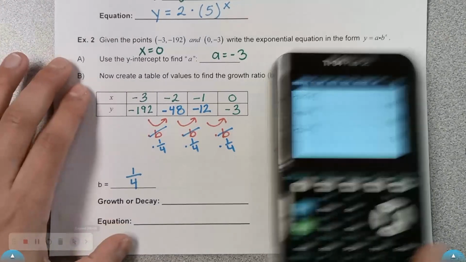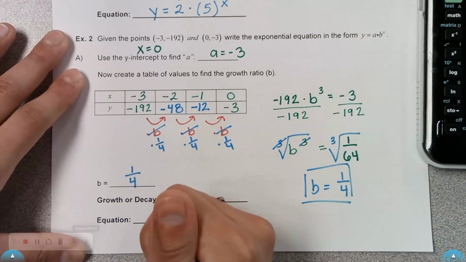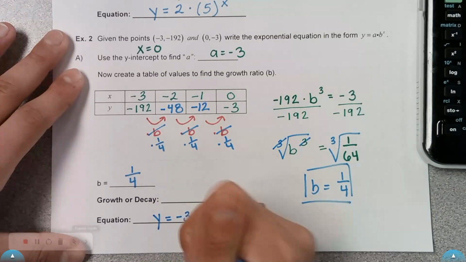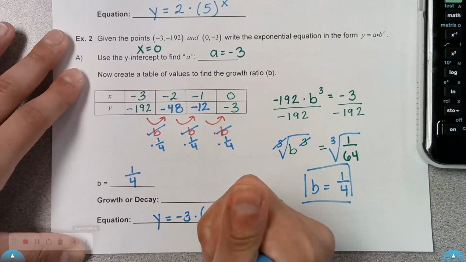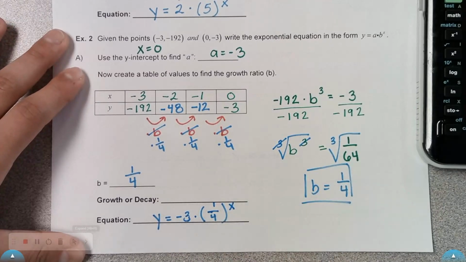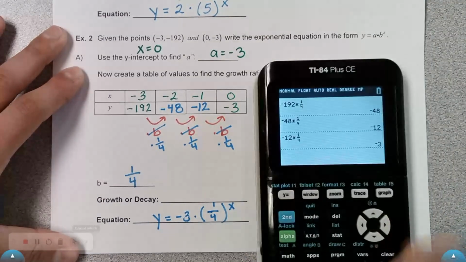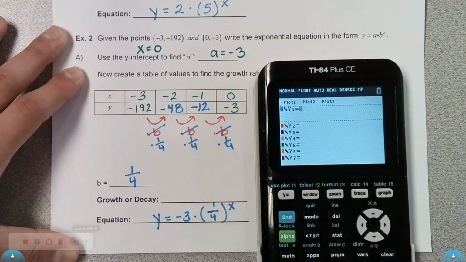Let me write my equation first, and then we'll decide if it's growth or decay. So my equation is y equals negative 3 times 1 over 4 to the x power. Okay, then I'm going to type this in my calculator to decide if this is growth or decay. It could also be a reflection.